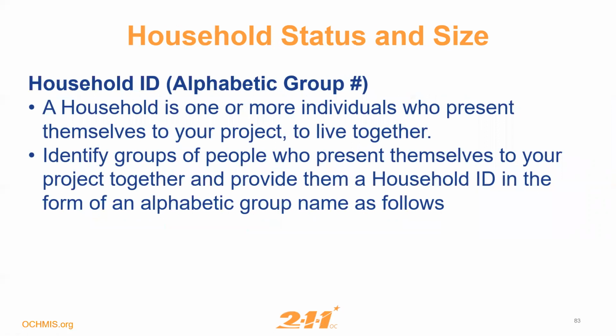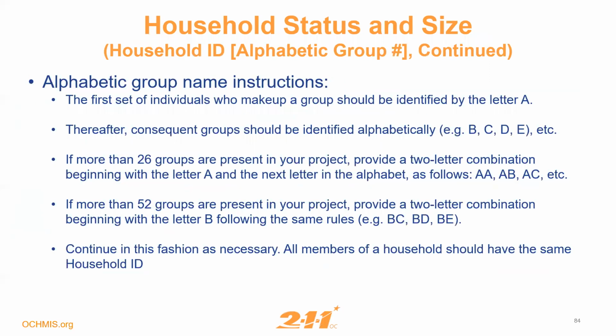So a household is one or more individuals who present themselves to your project to live together. And we want to identify groups of people who present themselves to your project to live together and provide them a household ID in the form of an alphabetic group name as follows. So these are the instructions on how to create the household ID. So the first set of individuals who make up a group should be identified by the letter A.